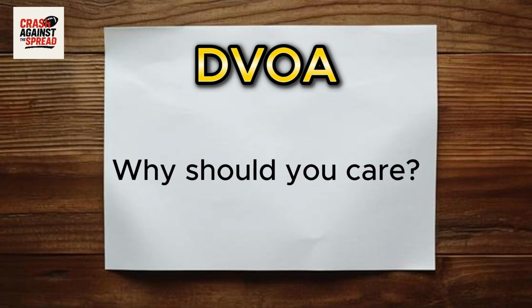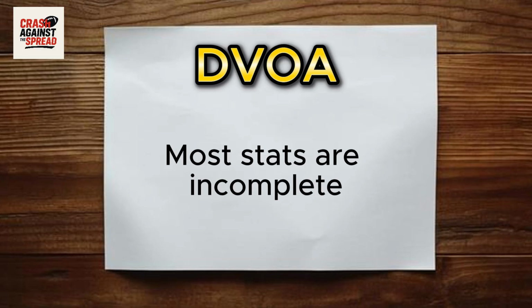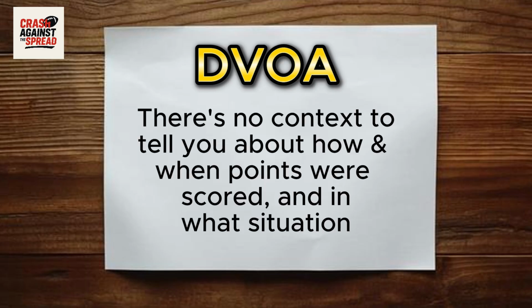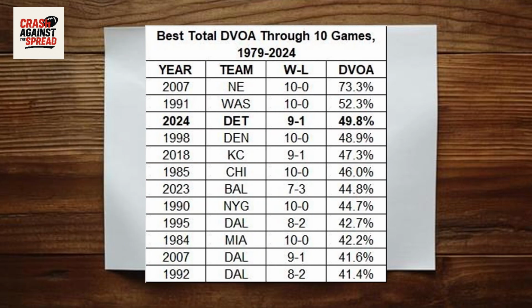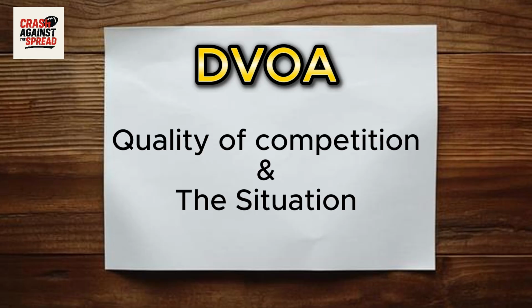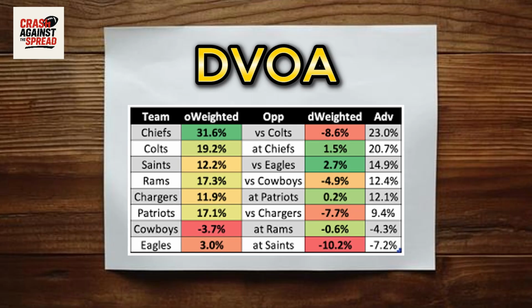Now, why should you care about this as a bettor? Because most stats you hear thrown around on TV or Twitter are incomplete. Yards per game, points per game, total rushing yards, they're like counting calories. Sure, it tells you a number, but it doesn't tell you whether it's junk food or protein. DVOA is the nutrition label. It tells you not just how much a team has done, but how good that production really was, once you factor in the quality of competition and the situation. It's huge, because it keeps you from falling into traps where a team looks dominant on paper, but is really just beating up on cupcakes.